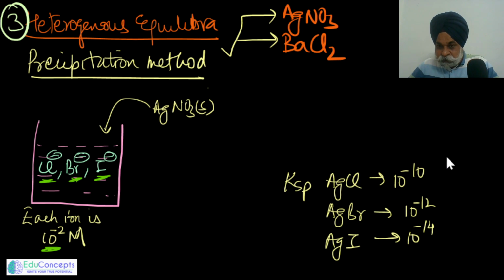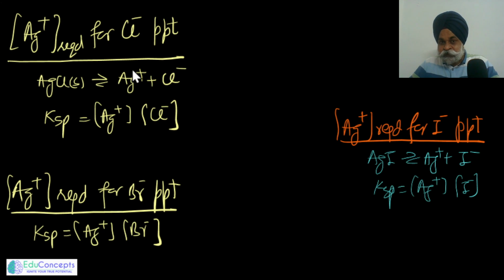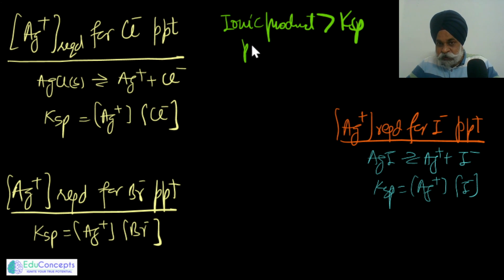And these are the KSP values at some temperature. Hypothetically, I have taken these KSP values. You need to check them; I'm just taking some values. AgCl is this. Now the point here is that if I keep on adding Ag positive from above, who is going to undergo precipitation first and who would precipitate last? For this, we have to take into consideration the concept of ionic equilibrium, where we say that when the ionic product exceeds the solubility product, precipitation occurs.